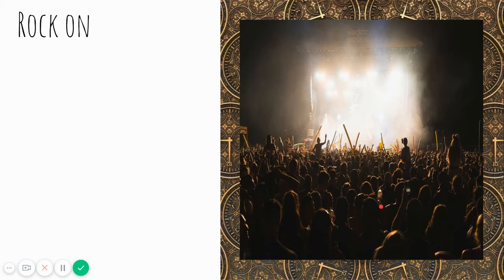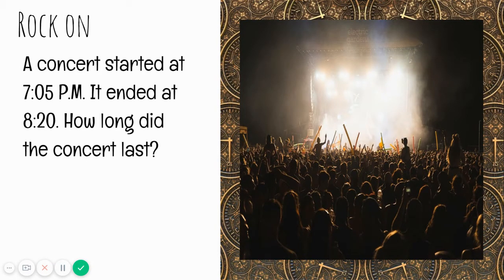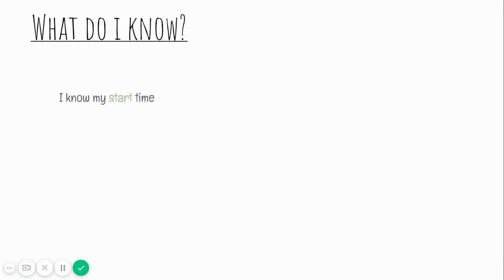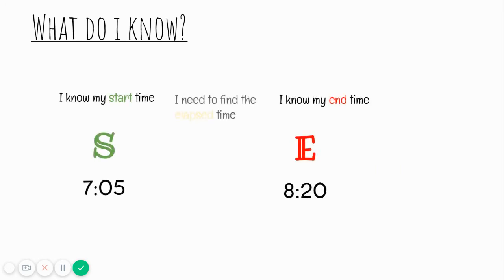Let's try another one. We're going to a rock concert. Rock on. A concert started at 7:05 p.m. It ended at 8:20. How long did the concert last? What do you know? What do you need to find? I know my start time is 7:05. I know my end time is 8:20. I need to find the elapsed time.